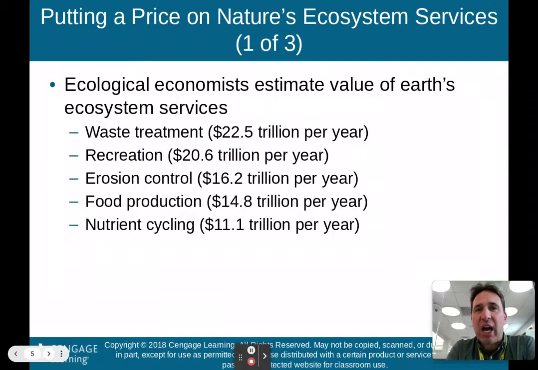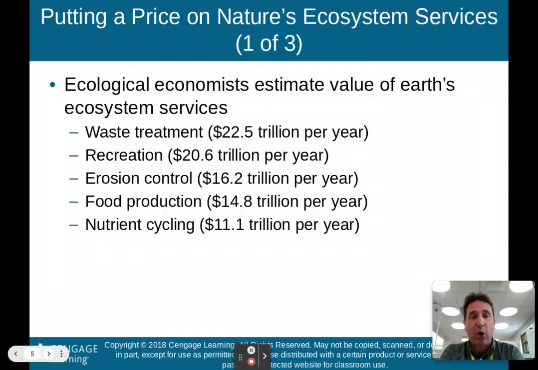So let's put a price on nature's ecosystem services. Ecological economists estimate the value of Earth's ecosystem services, and here are some of the values that go with that. So waste treatment, and we're not talking about the waste treatment plant down the street where your raw sewage goes. We're talking about ecosystem services that the Earth naturally provides us.